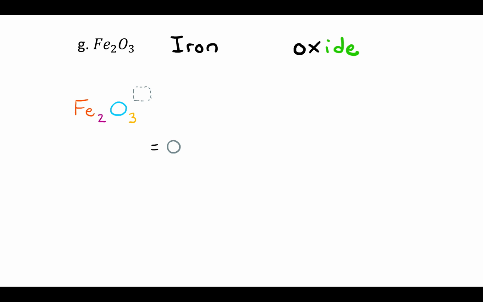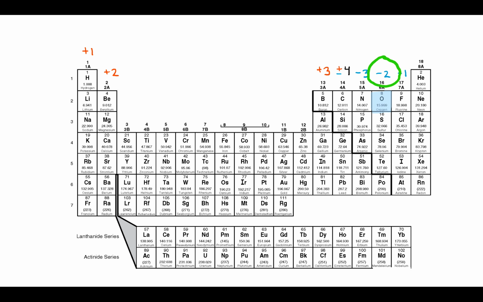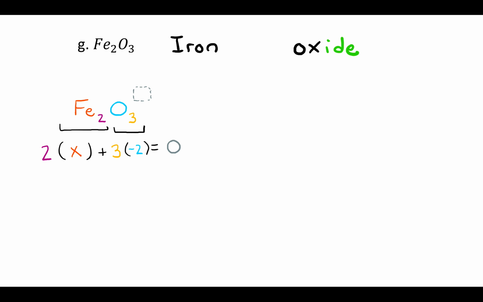Now I have two elements here. I have iron and I have oxygen, and I'm going to separate those by a plus sign. I have two irons, and I don't know the charge on iron in this specific compound, so I'm going to write X. I have 3 oxygens, and the charge on oxygen is -2 because oxygen is in column 6A on the periodic table. So I'll write in -2.